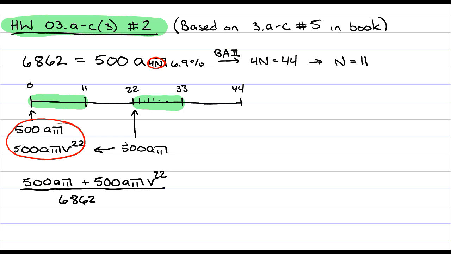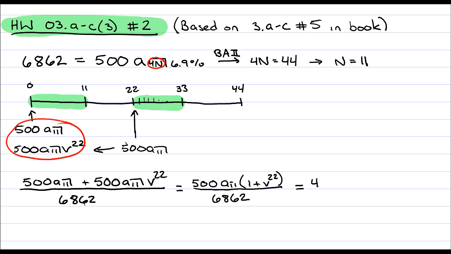From here, it's a straightforward calculation since we know there aren't any variables here. So this is sort of a direct calculation. To make things a little bit simpler, I'm going to pull a 500 A11 out of the numerator. And that leaves me with 1 plus V22 divided by 6862. And then I'm just going to calculate the relevant bits and pieces using my calculator.